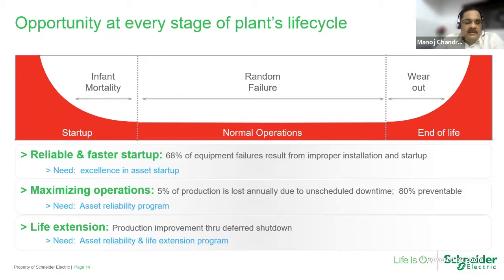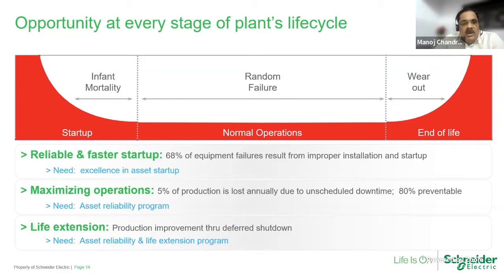And you can relate this to any human life. When we are kids, we get sick very easily. That's why it's called infant mortality. And in normal production and normal operations, the failures are very minimal and you get random failures. And toward the end of life, the wear rate goes up, or your failure rate goes up.